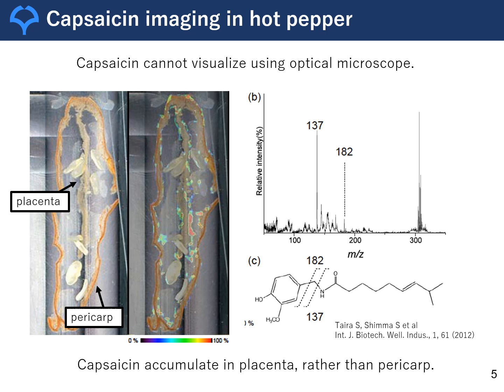Therefore, we use mass spectrometry imaging to visualize the distribution of capsaicin. Then, two peaks derived from capsaicin were observed in the mass spectrum. By selecting these peaks and generating an image, we found that capsaicin was accumulating in the placenta rather than the pericarp.